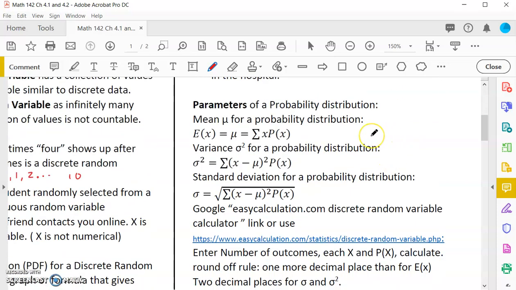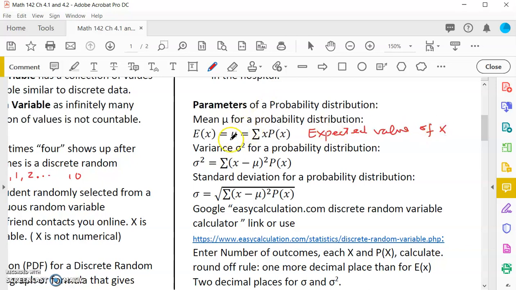Okay, so if you had a valid PDF, there is something called parameters. There are 3 parameters that you can calculate from it, other than just finding x and p of x. One is called the mean, the other is called the variance, the third is called the standard deviation. Later on, we'll talk about what they're useful for. Mean is very useful. Actually, mean has another name called expected value. So it's also called E of x, expected value of x.